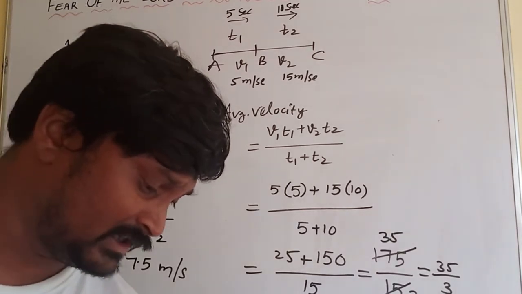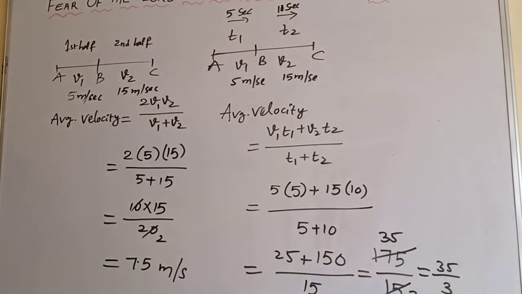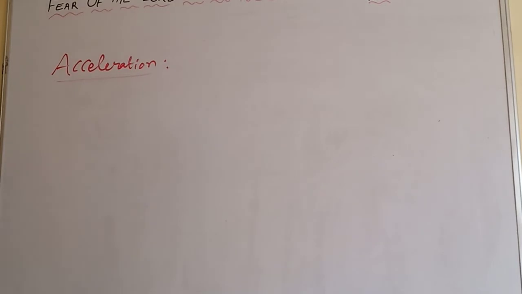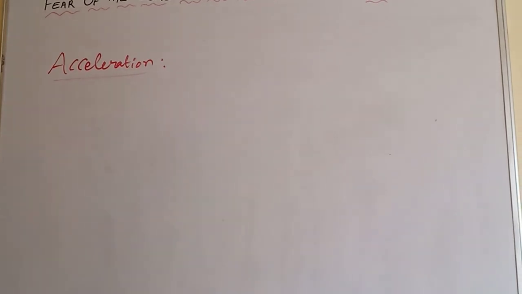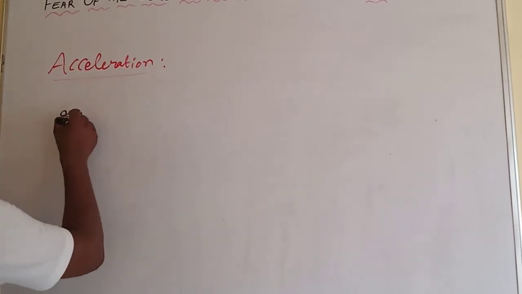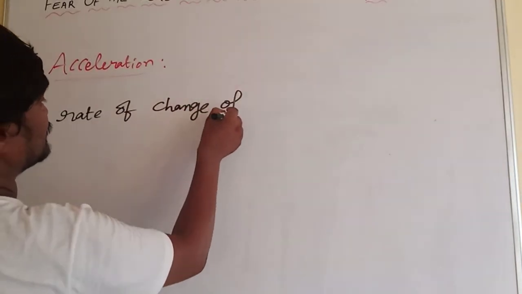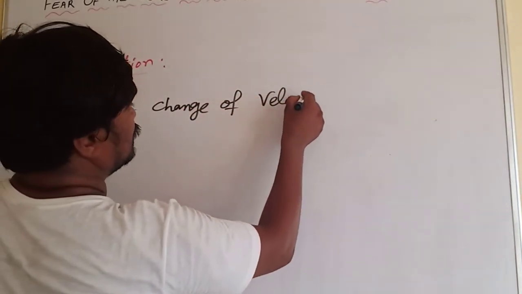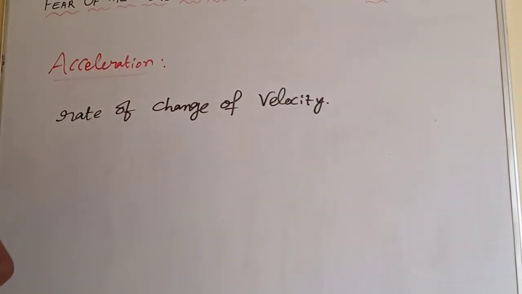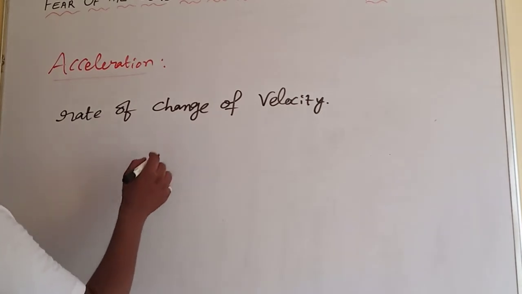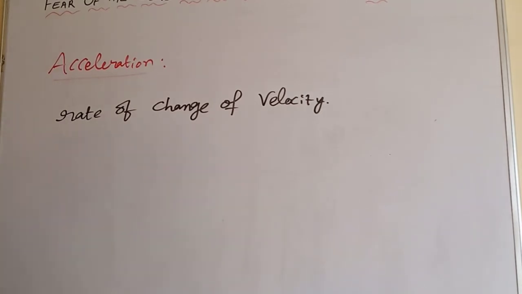Not the next model, next we will go to acceleration. So velocity is completed now. We will go to the acceleration. Alright, so what is acceleration? The rate of change of velocity with respect to time is called acceleration. We will discuss some of the important points about acceleration. What is acceleration? What is deceleration?